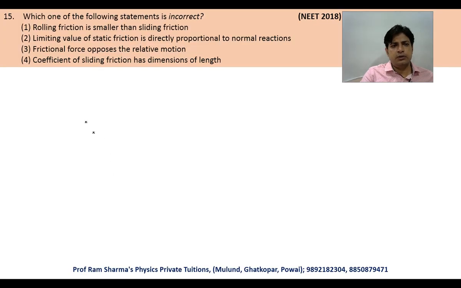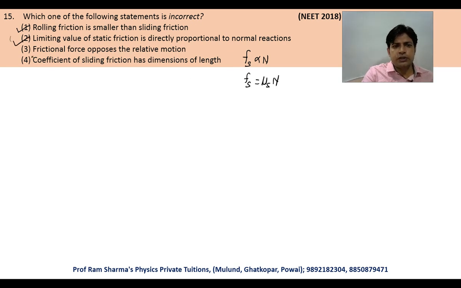15th, which one of the following statements is incorrect? This is a very simple question. Rolling friction is smaller than sliding friction. Yes, we know that. We want the incorrect one. Limiting value of static friction is directly proportional to normal reaction. We know that limiting force of static friction is directly proportional to N, and that is why we can write it as mu s into N, right? So this is also correct.